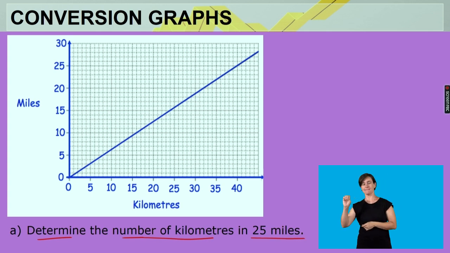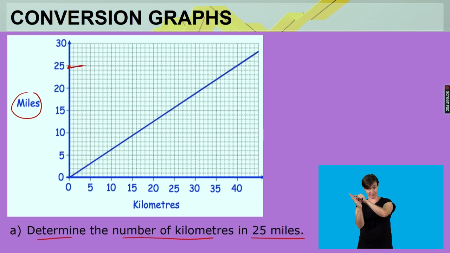Now we know how to work with the graph. We need to find the point where they intersect, where they meet. So I must look at the number of kilometers in 25 miles. What is my starting point? Let's locate 25 on the axis of miles. Are we all clear? There's 25, and I want you to work with me. Now I'm going to move to my right-hand side until I meet the straight line. So please work with me.